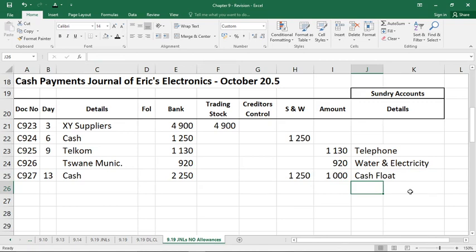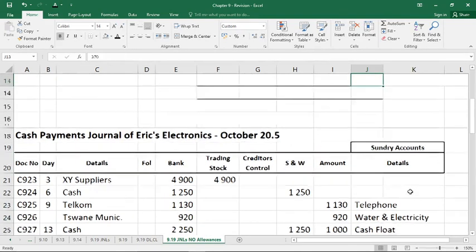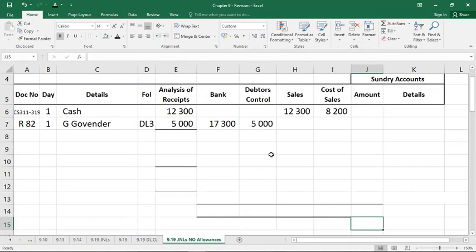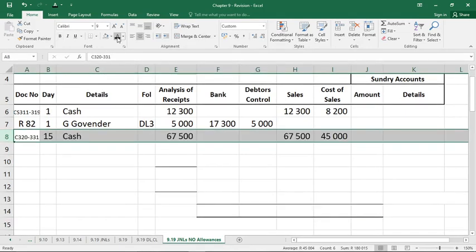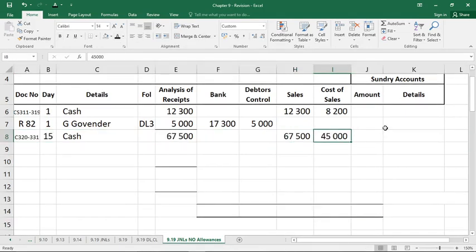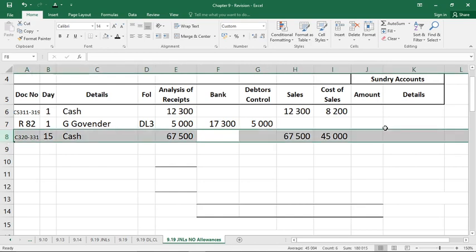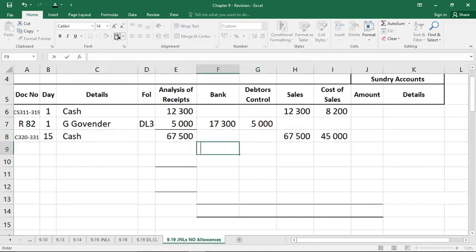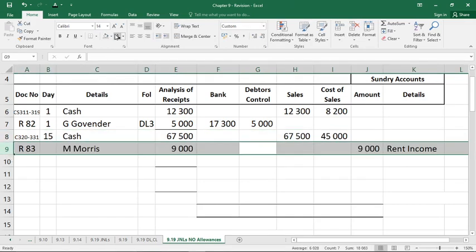Right. Then we skip number 14. Number 15 says cash sales per CS, cash slip, 320 to 331 was 67500. So back up to the CRJ, we're going to have another sale to process like so. Once again, to work out the cost of sales, you would have used your markup. We don't put a figure in bank just yet because there's more cash that we received on this day. Also, received rent from the tenant, M. Morris, for 9,000, right? So in our next row, we can say, there we go, M. Morris, receipt 83, 9,000, and in sundry, rent income.